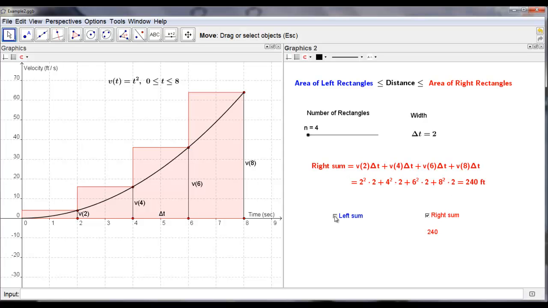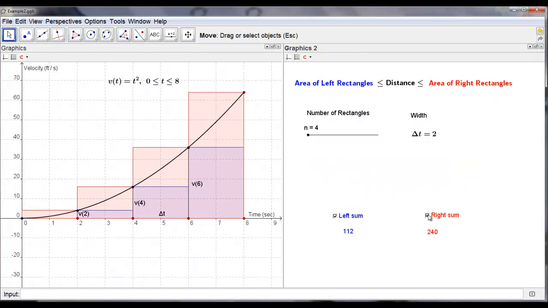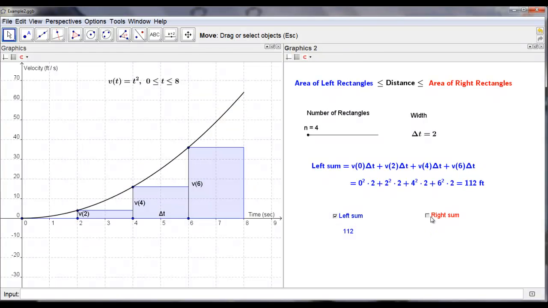And if we look at the left sum, that's going to look like that. And the height of the first rectangle is v of 0. The height of the second rectangle is now determined by the left-hand endpoint, which is v of 2. And if we move over to here, the height of this rectangle is v of 4, v of 4 being the left-hand endpoint of this interval, and so forth.